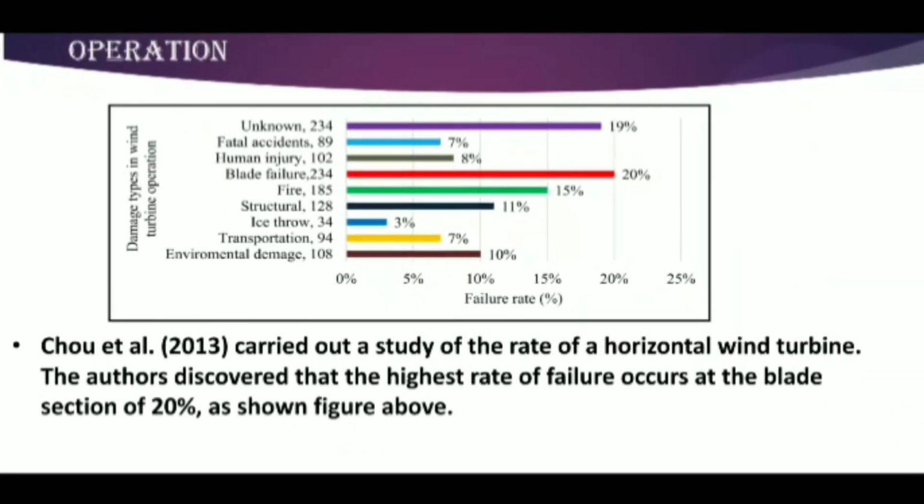Chou et al. in 2013 carried out a study of the failure rate of horizontal wind turbines. The authors discovered that the highest rate of failure occurs at the blade section, at 20%, as shown in the above figure.